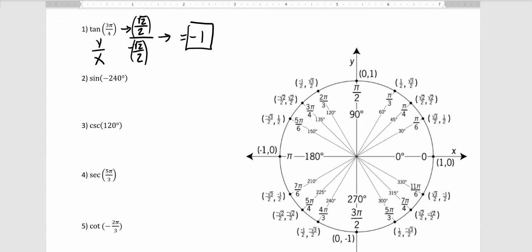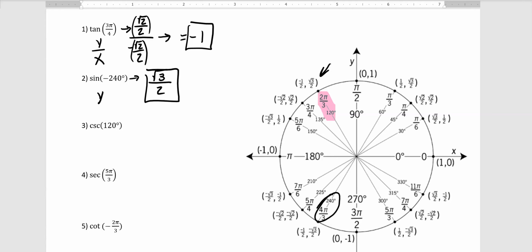Sine of negative 240. With these negative angles, remember, sometimes they're kind of tricky to find. Remember that sine is the y value. So I'm going to find 240 degrees, which is right here, and then I'm going to go across the x-axis. So what was 4 pi over 3 is 2 pi over 3, or 120 degrees. Negative 240 is the same as positive 120. Positive 120 would be going this way, negative 240 this way, but they share that terminal side. So this is the value I'm going to be looking at. Sine is the y value, so it would be the square root of 3 over 2.